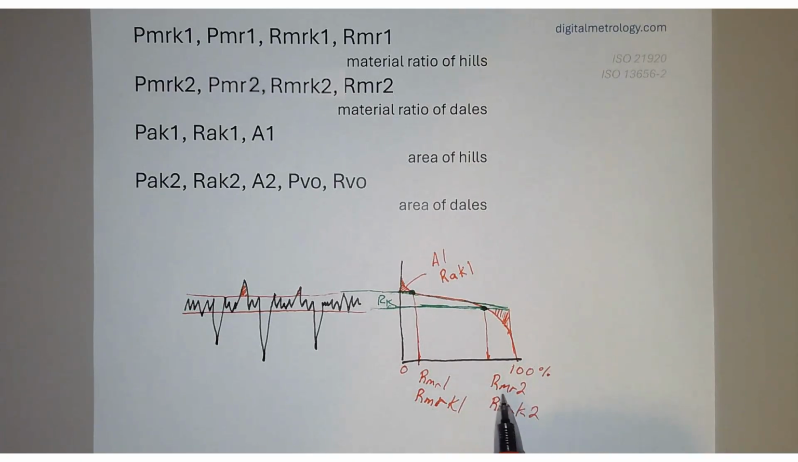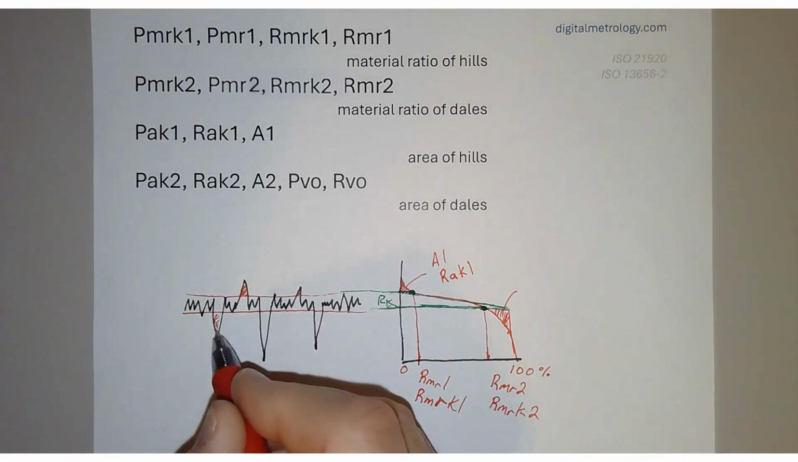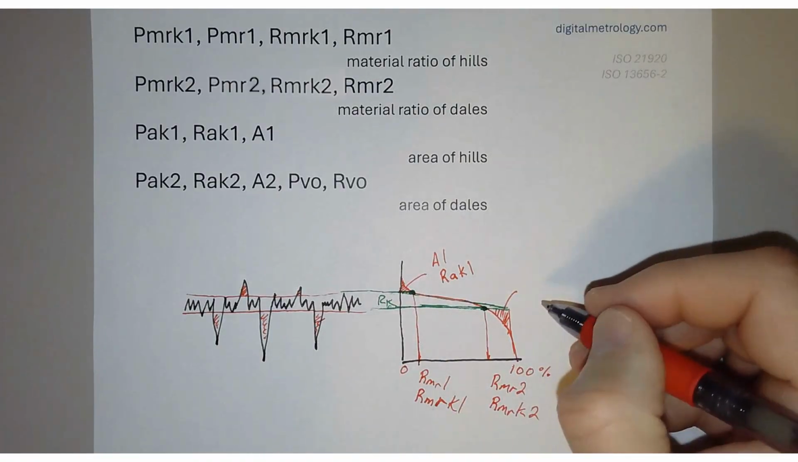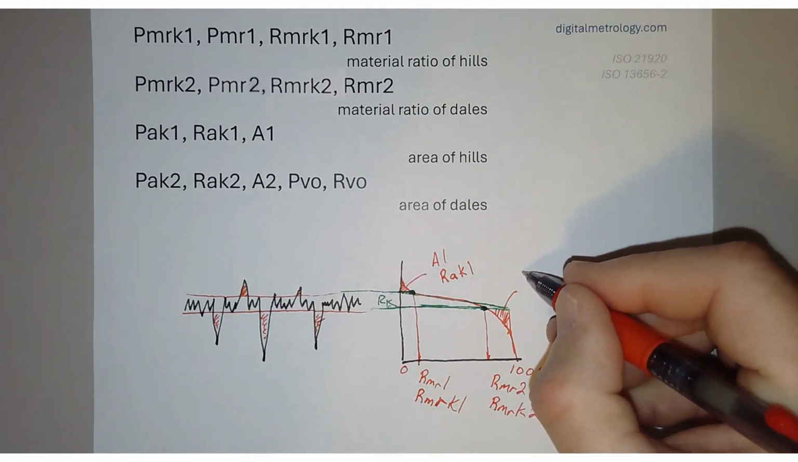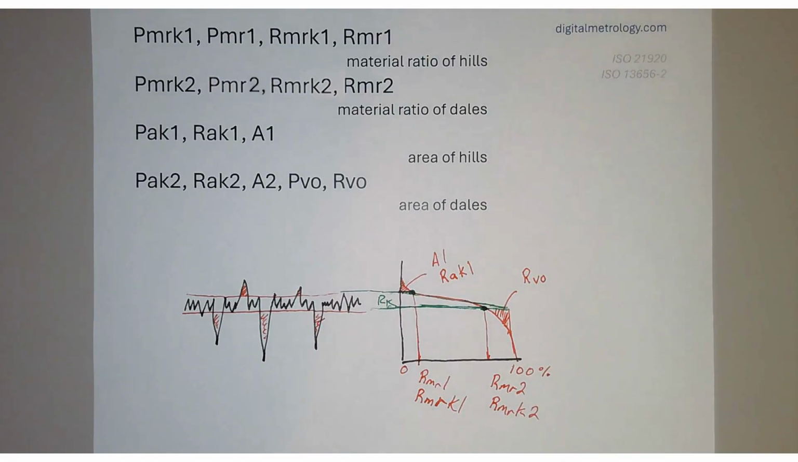For example, historically, Rmr2 might have meant a material ratio analysis at 2 micrometers of depth. But no, this is actually the name of a parameter, and Rmrk2 is going to help that out. But the area of the valleys is very interesting to some people. In fact, in many industries, this is called the oil holding volume. This is referred to as RVO in many industries.